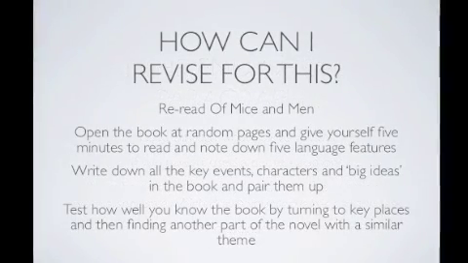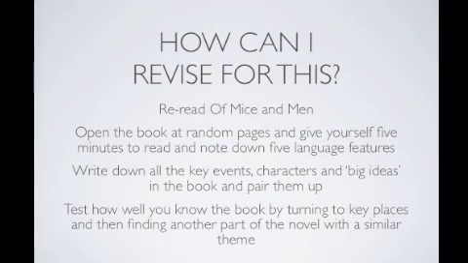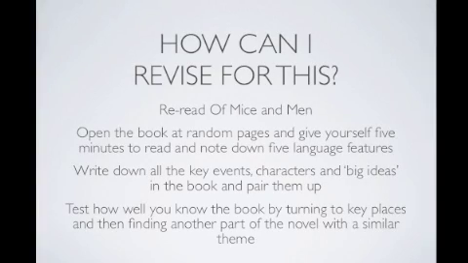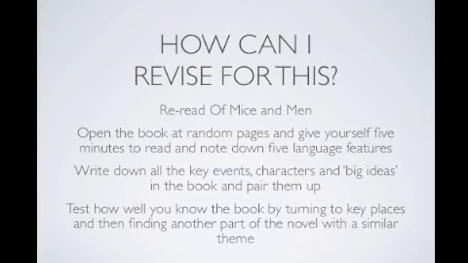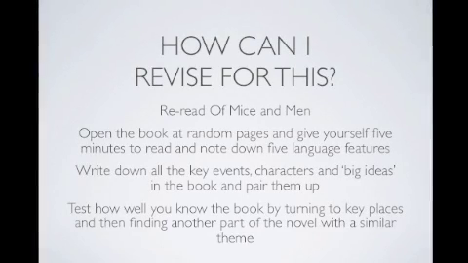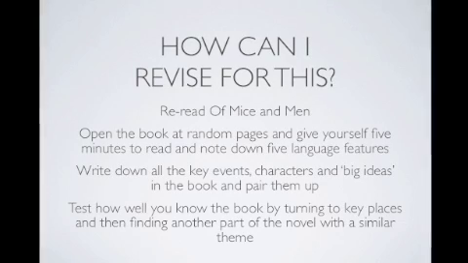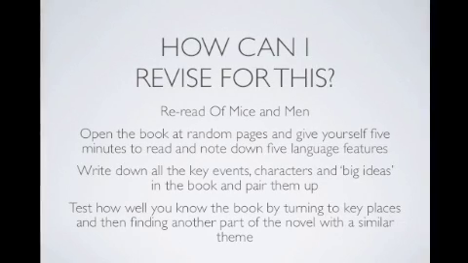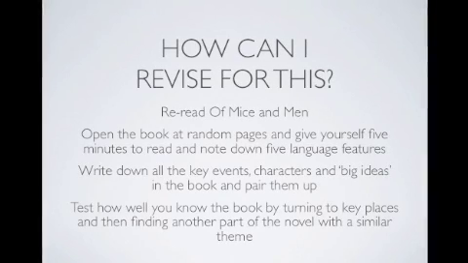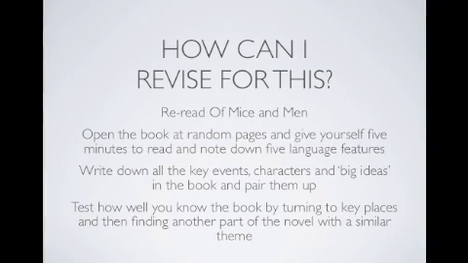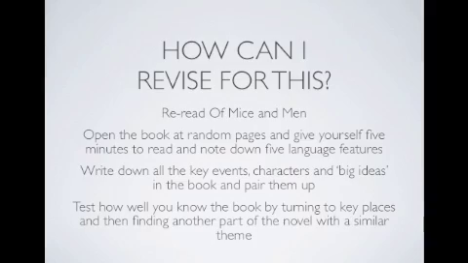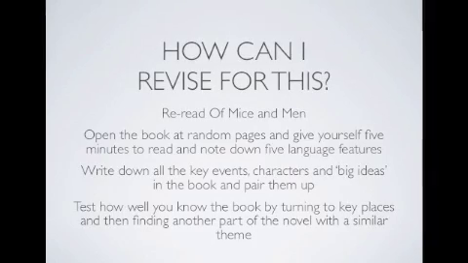A couple of ways you can prepare for this is by making sure you know the novel really well, so rereading Of Mice and Men. You can open the book at a random page, give yourself 5 minutes to read it, and pick out 5 language features that you could use as point, evidence, explain. You could write down all the key events or characters and big ideas in the book and pair them up with others, so that almost as though you're looking for the part B to go with the part A. And you can test how well you know the book by turning to key places and then timing yourself to find another place in the novel with a similar theme.